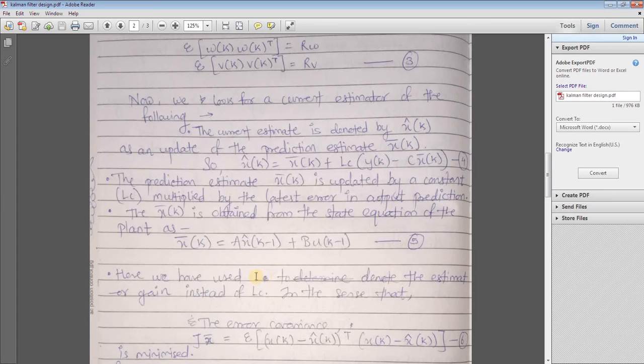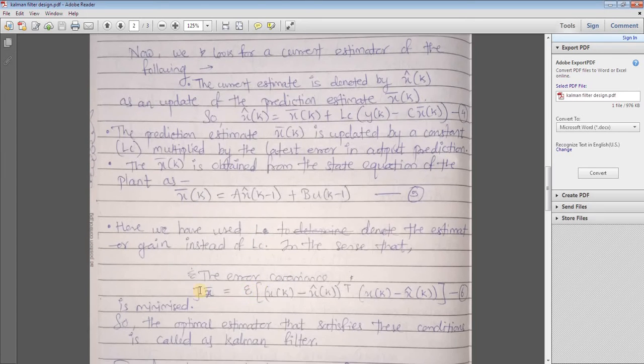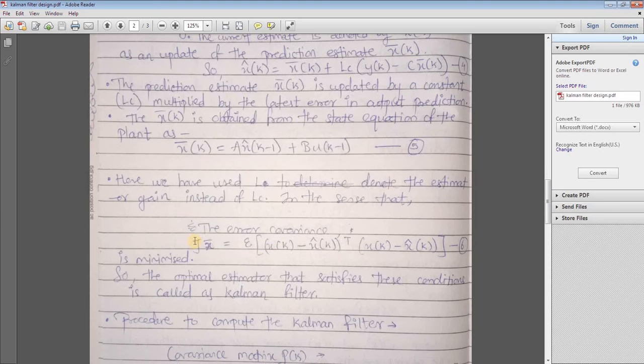so as to make x cap optimal, in the sense that this error covariance J, the expected value of x of k minus x cap of k transpose times x of k minus x cap of k, equation number 6, is minimized. So our goal is to minimize this error covariance. The optimal estimator that satisfies these conditions is known as the Kalman filter.